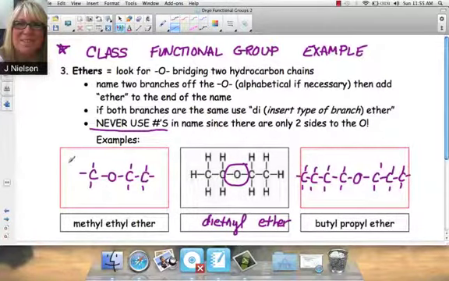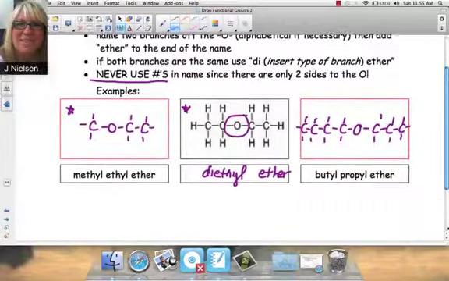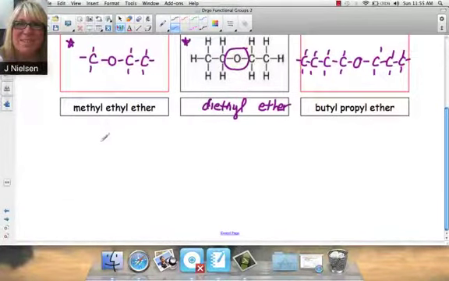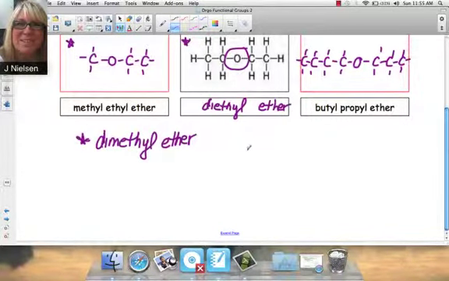Now, this one right here, methyl ethyl and diethyl, and there's only one more that they usually ask on the Regents, which is dimethyl ether, are really the only three that you have to worry about as far as ethers are concerned for the Regents exam. Dimethyl is simply a CH3 on either side of the O.